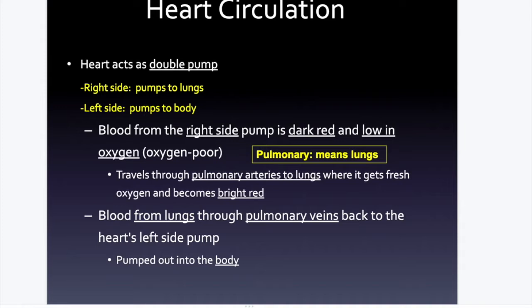That blood that comes into the right side of your heart gets pumped to your lungs, and it's going to travel to your lungs through the pulmonary arteries. The pulmonary arteries carry blood from the right side of the heart to your lungs, and then what it's going to allow to happen there is the exchange of oxygen and carbon dioxide. That blood becomes bright red then, and that blood from the lungs comes through the pulmonary veins back to the left side of the heart, and then from there it gets pumped out into the body.